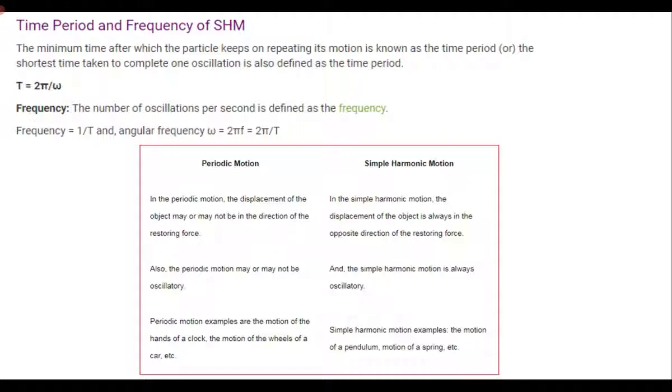So here is the difference between periodic motion and simple harmonic motion. In case of periodic motion, the displacement of the object may or may not be in the direction of the restoring force. But in case of simple harmonic motion, the displacement of the object is always in the opposite direction of the restoring force. Also, periodic motion may or may not be oscillatory, but simple harmonic motion is always oscillatory motion. Examples of periodic motion are the motion of the hands of a clock and the motion of the wheels of a car, while examples of simple harmonic motion are the motion of a pendulum and the motion of a spring. So these are the points of differentiation between periodic motion and simple harmonic motion.